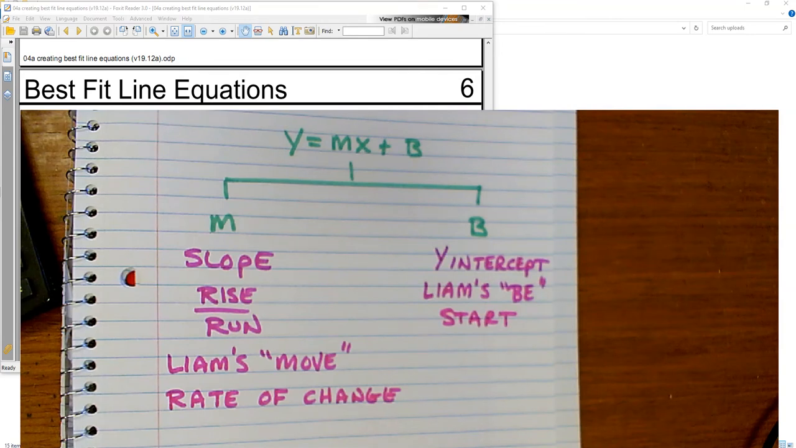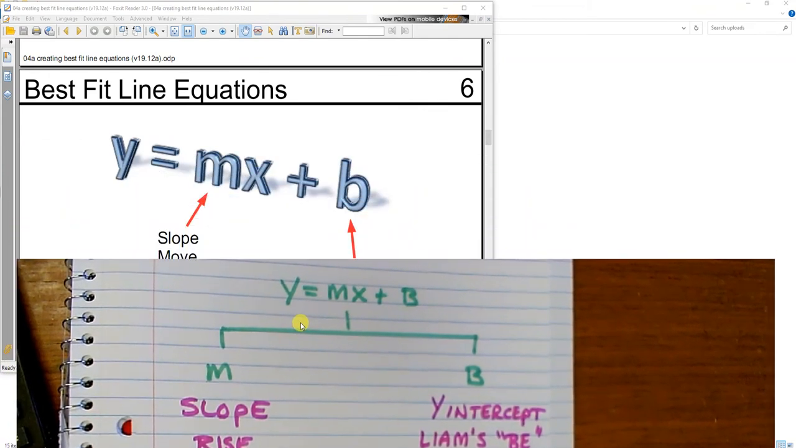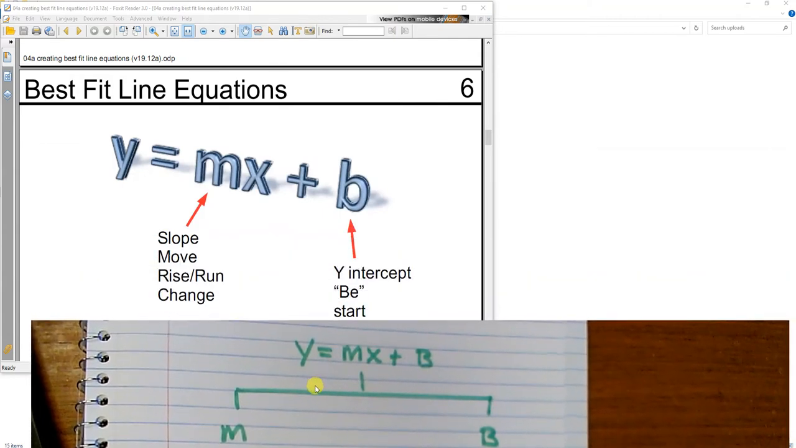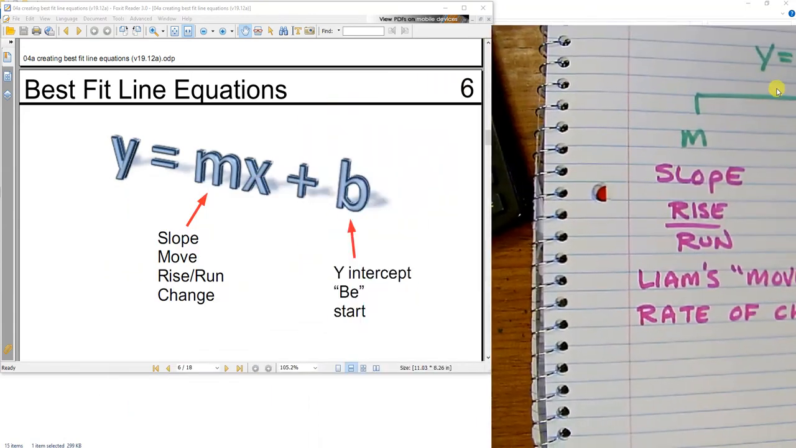And let's see how close. Rate of change. See if I missed anything. How did I do? Slope, Liam's move, rise over run, rate of change. I think we got it all. Y-intercept, b, and start. We got it. Good job. Okay.